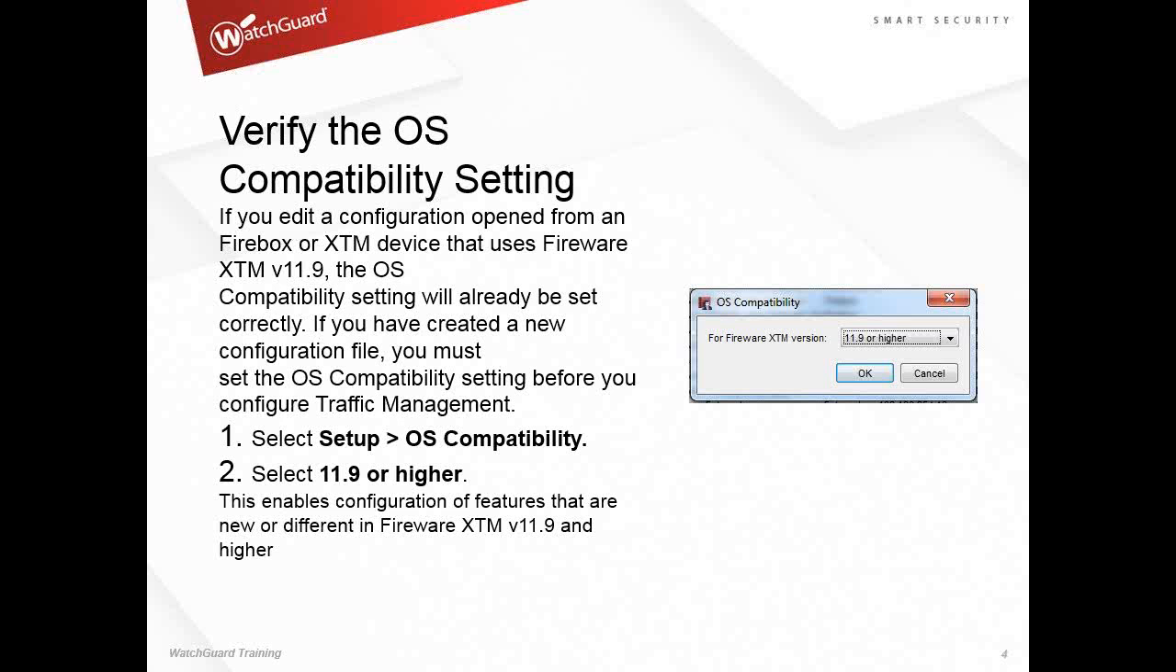The next thing is, since we completely revamped traffic control in version 11.9, we need to make sure that the policy manager is aware of the software version you are going to be using. You have a choice of using the older traffic management, which is a little bit more kludgy, or the new one. So you just make sure that you're on 11.9 or higher. You go into the menu, under Live Setup, go to Setup OS Compatibility, and select 11.9 or higher.